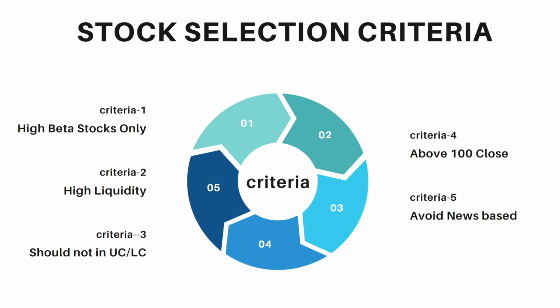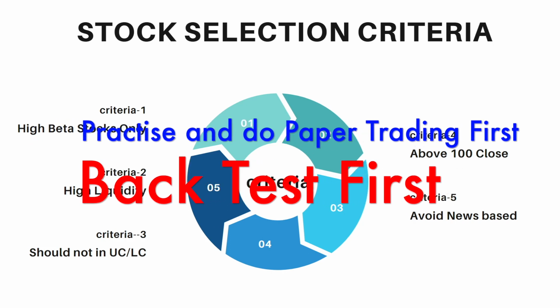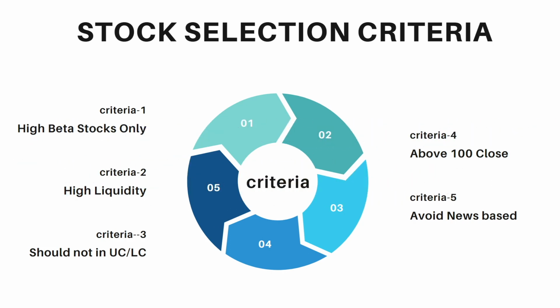The first criterion is high beta stocks only. When you are trading options intraday, you expect momentum, right? Low beta stocks show low volatility, and low volatility stocks no longer help in our intraday option trading. So we need some volatility, and that's the reason you try to select high beta stocks only. If you use screeners like Tickertape or any other screener, I suggest you keep a beta value above 1.5, so that you get high volume stocks.